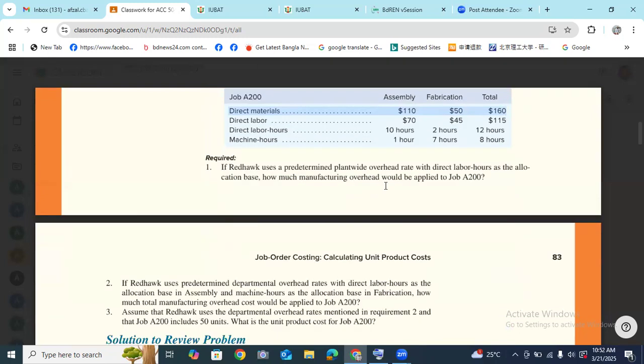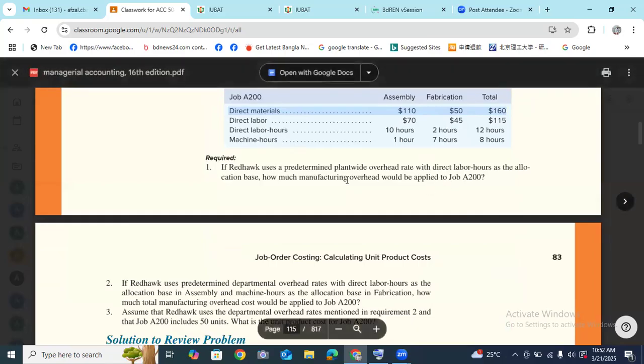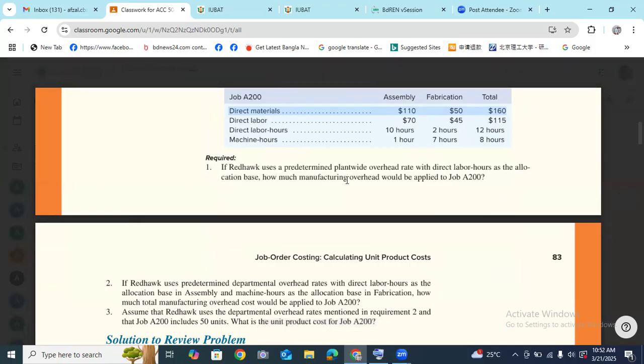Okay. So now we just determine manufacturing overhead cost for job A200. Okay.